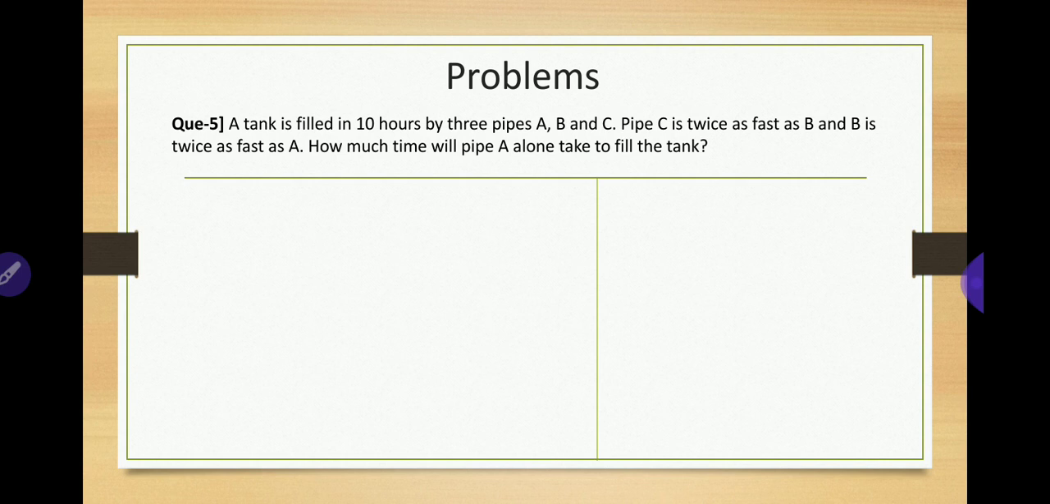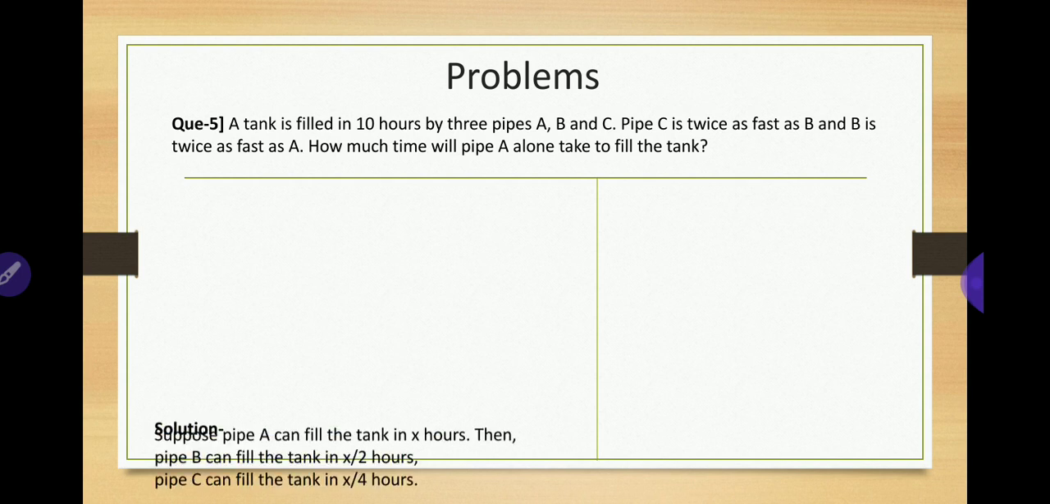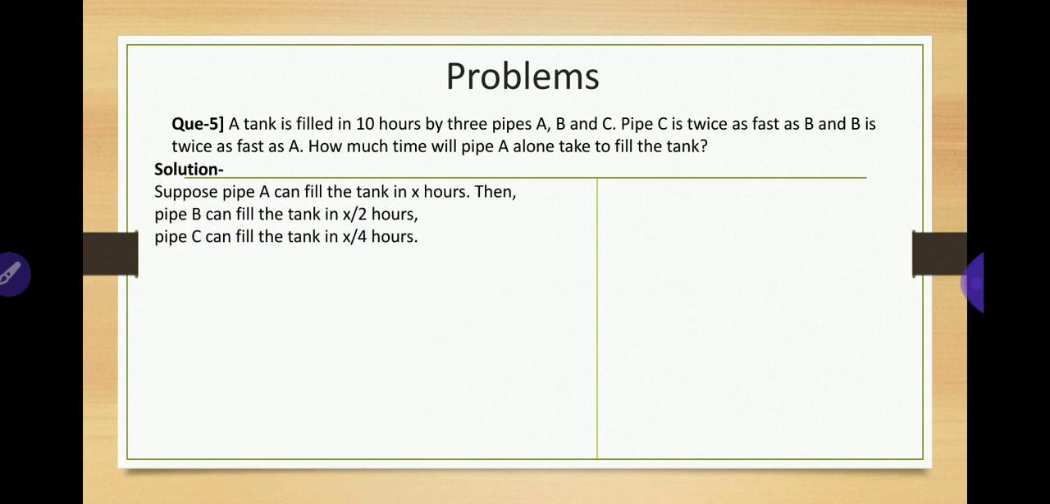So how much time can pipe A alone take to fill the tank? Here let us assume the pipe A can fill the tank in X hours. Therefore what will be the time required to fill the tank by B? Because B pipe is twice as fast as A, therefore time required will be half of A. Remember this thing, if B pipe is twice as fast as A, therefore time required by B pipe will be half of A. Therefore time required for B to fill the tank will be X by 2 hours.